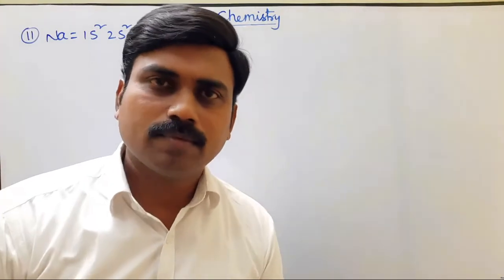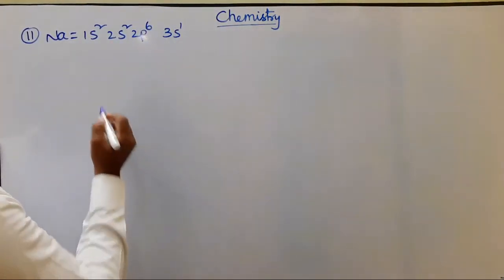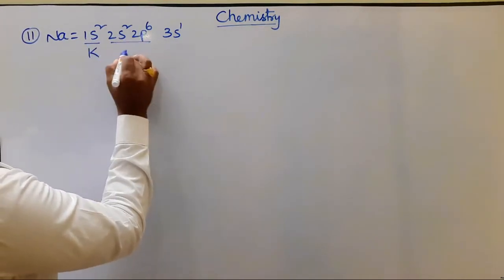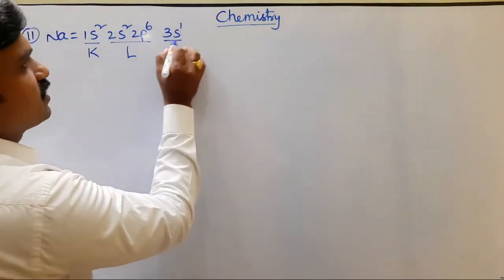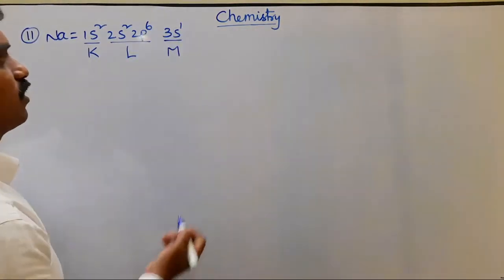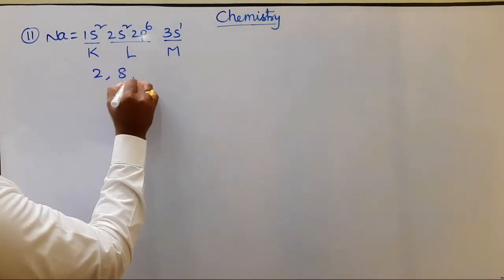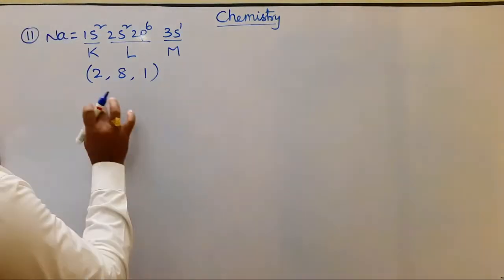The 11th element is sodium. Its electronic configuration is 1s2, 2s2, 2p6 and 3s1. So the first shell is K shell having 2 electrons, the second shell is L shell having 8 electrons, and the third shell, this is M shell, has 1 electron. So we can represent this as 2, 8 and 1. This is the shortcut electronic configuration of sodium.